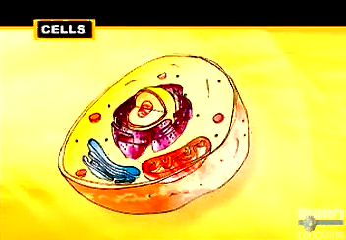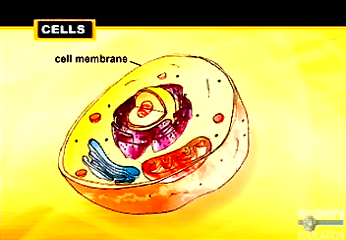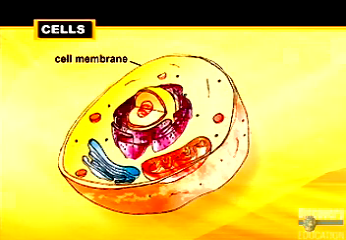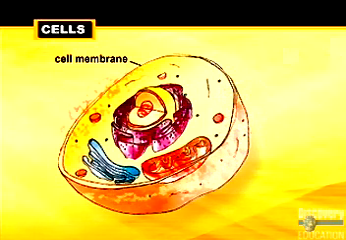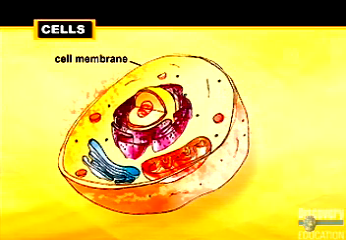This is a diagram of an animal cell. The boundary of the cell is the cell membrane. Like the walls of a house, the cell membrane gives the cell its shape. Both plant and animal cells have cell membranes. The cell membrane is like the gatekeeper for the cell. It controls what materials come into the cell, such as water and nutrients, and what materials go out, such as waste products.